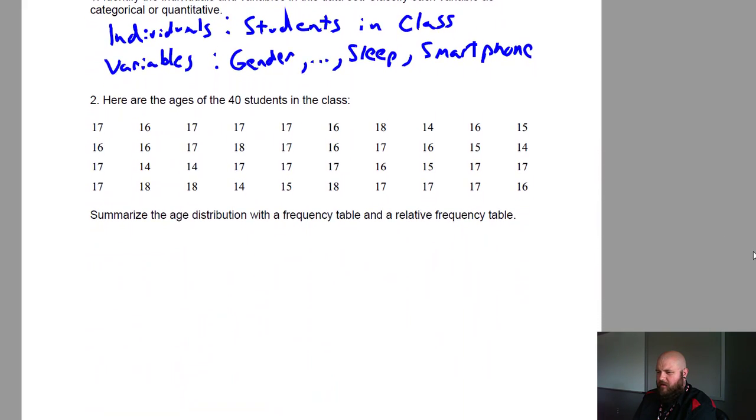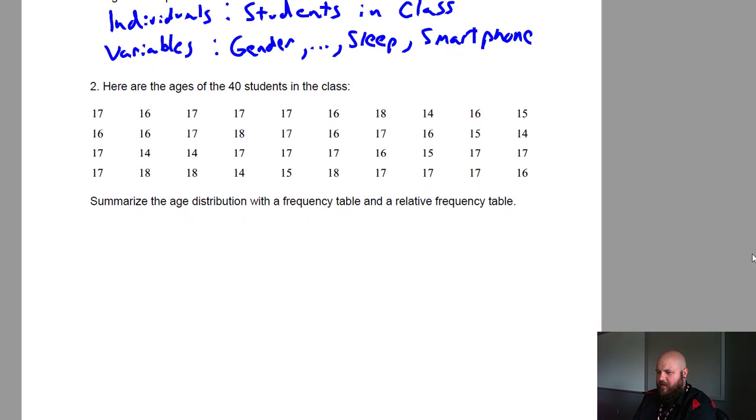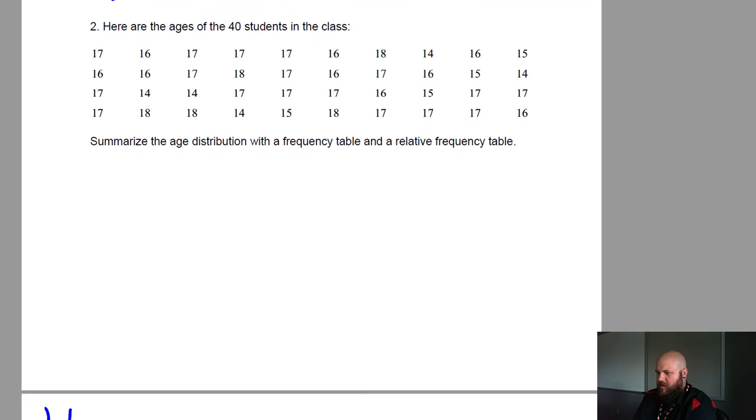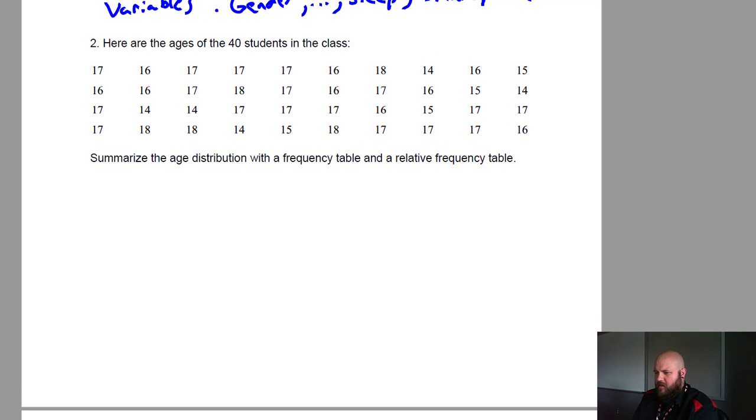And if we look down here, here are the ages of 40 students in the class. So with this, it wants us to summarize the age distribution with a frequency table and a relative frequency table. All right, well now to do that, the best way to do it is to make a little chart here. So go ahead and make one out here.